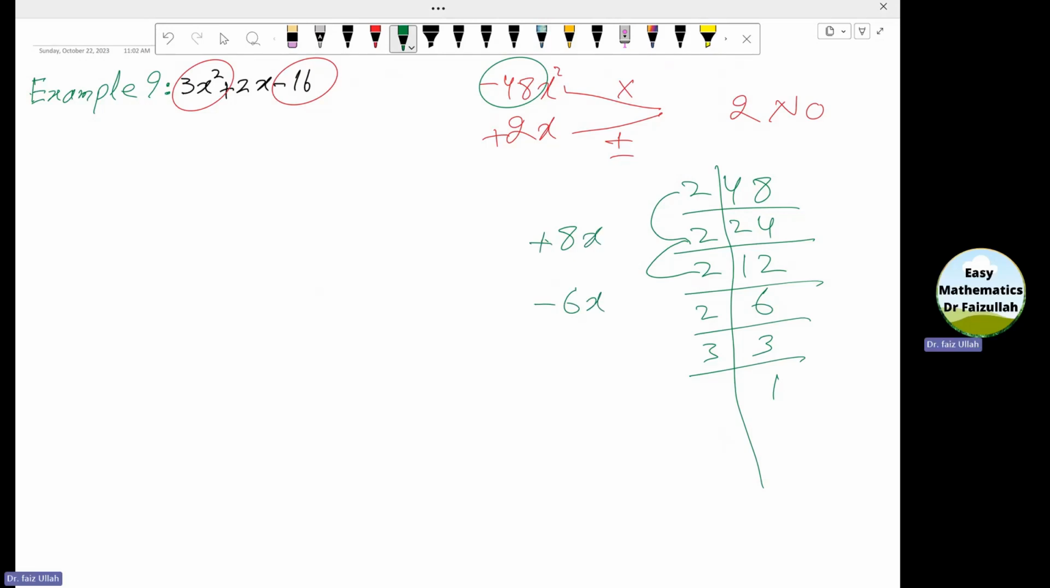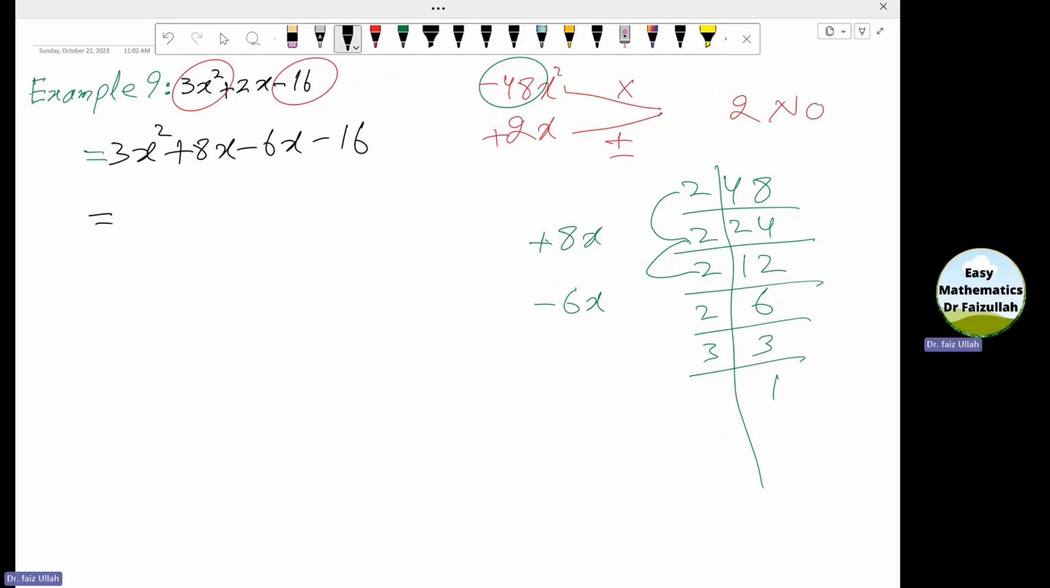And now we can factorize this expression. So this is equal to 3x squared plus 8x minus 6x minus 16. And we can see plus 8x minus 6x is equal to 2x. And if we multiply, we get minus 48x squared.